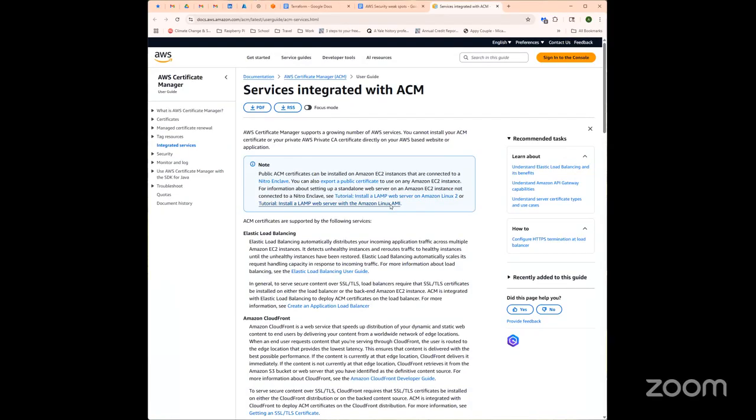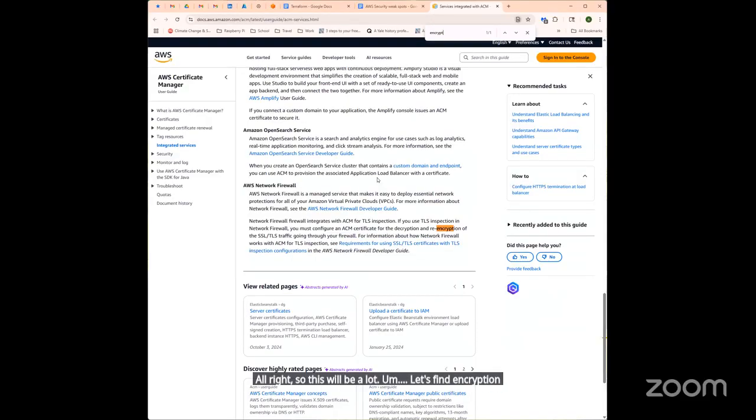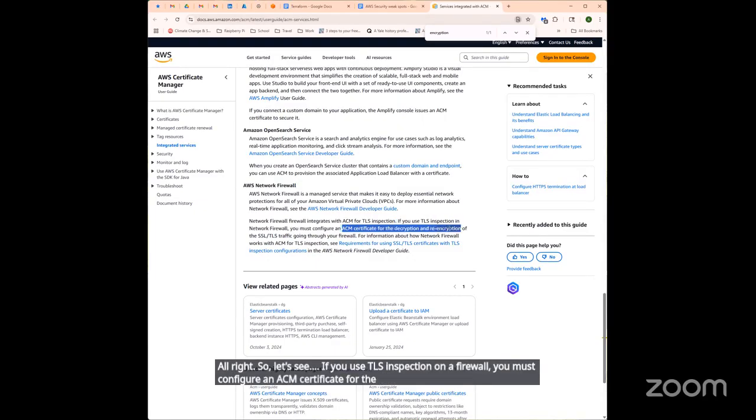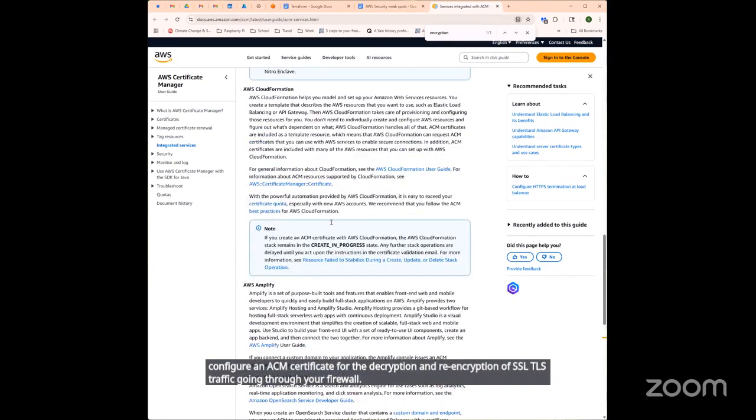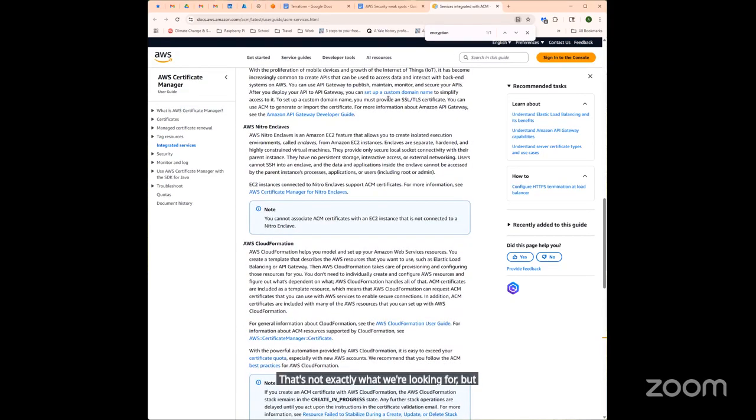All right, so this will be a lot. Let's find encryption. All right, so let's see. If you use TLS inspection on a firewall, you must configure an ACM certificate for the decryption and re-encryption of SSL TLS traffic going through your firewall. That's not exactly what we're looking for, but it's closer.